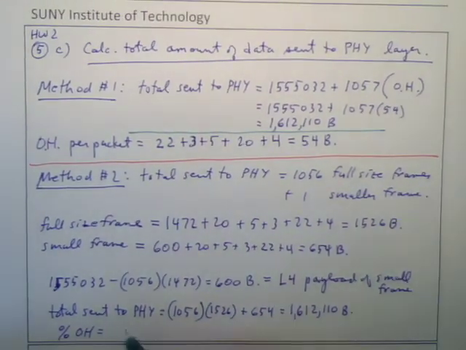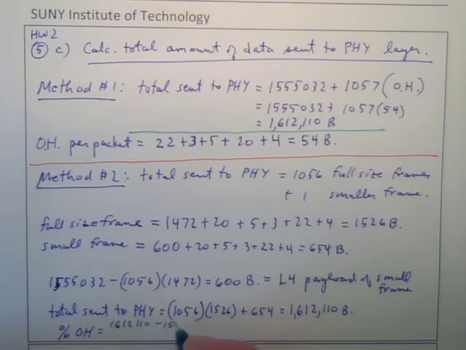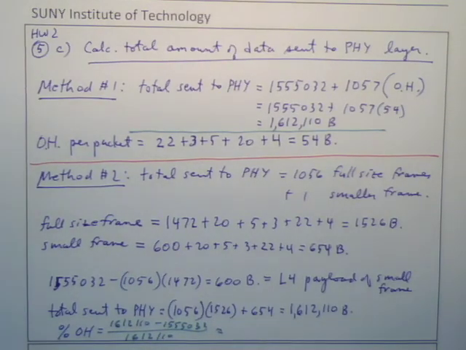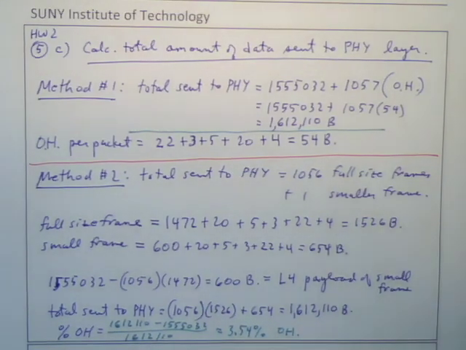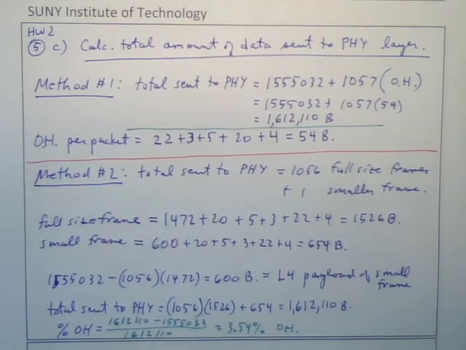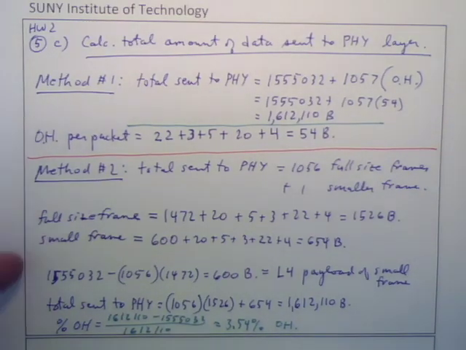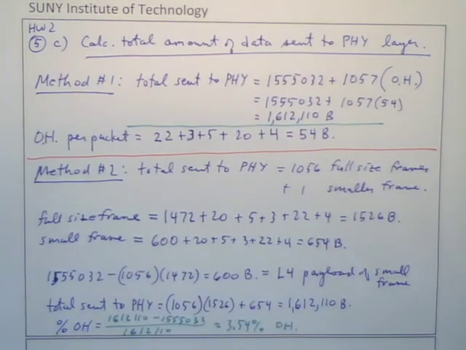Finally, the percent overhead is equal to the difference, 1612110 minus 1555032, all over the 1612110. And I calculated this number earlier, and I get 3.54% overhead. Okay, so that finishes up problem 5, showing a little bit extra there how to calculate the size of that last packet. Hope that helps.